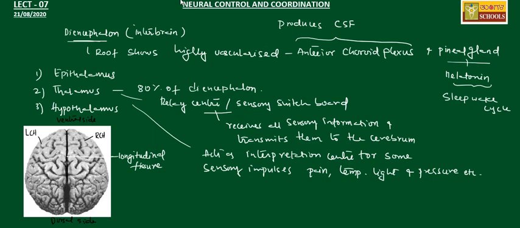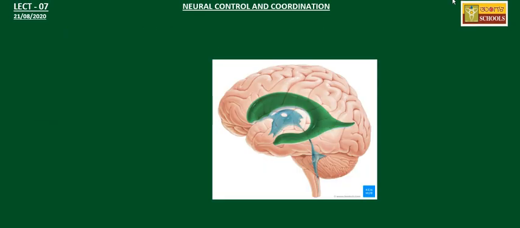So I need to discuss the ventricles of the brain, which we'll see now. The next topic is the ventricles of the brain. These are spaces inside the brain filled with fluid. These ventricles are 4 in number.